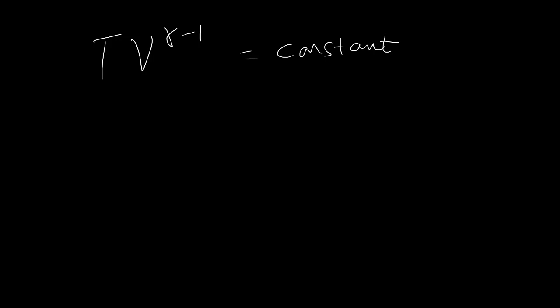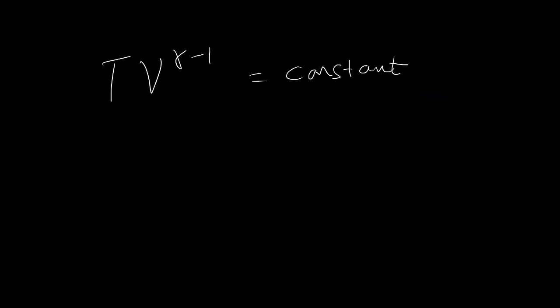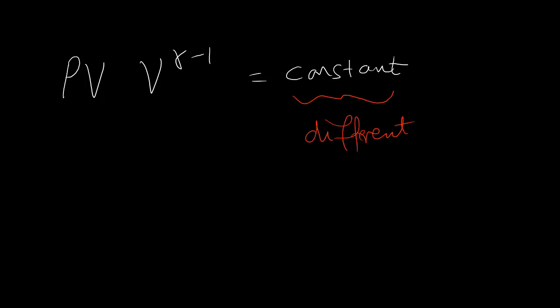To find a relation between P and V that can be plotted on a PV diagram, we use the ideal gas law, PV equals nRT, to obtain T equals PV divided by nR, which we substitute for T to get PV divided by nR times V to the gamma minus 1 equals a constant. Since nR is constant for a fixed quantity of gas, we have PV times V to the gamma minus 1 equals a constant.